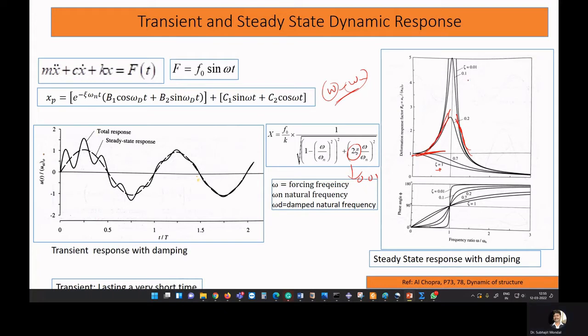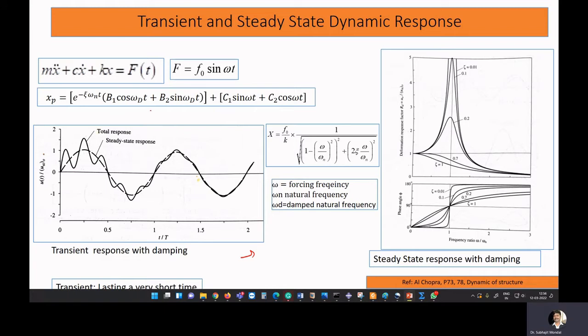Now, since there is damping, we can restrict the magnitude of the vibration. If you increase the damping, you will observe that the magnitude of vibration becomes very low. So this is basically your transient response and your steady state response.